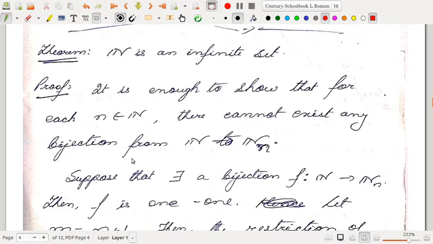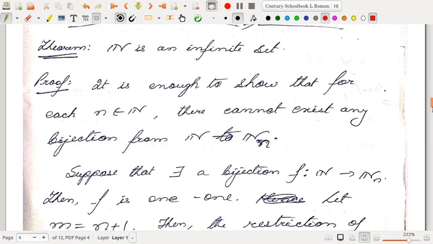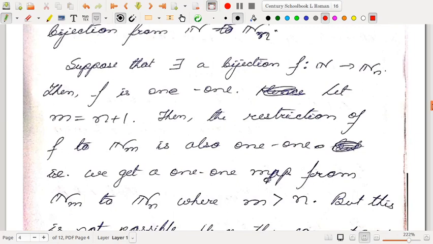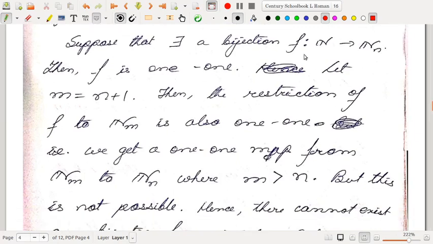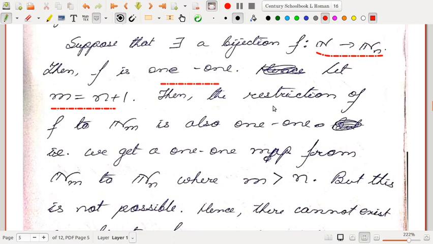So it is enough to show that for each n belonging to the natural numbers, there cannot exist any bijection from N to Nn. Whatever small n we take, we can never find any bijection from the set of natural numbers to the set of first n natural numbers. So suppose that there exists a bijection F from N to Nn, then F is a 1-1 map. Let us take m equal to n plus 1, then the restriction of F to the set of first m natural numbers is also 1-1.